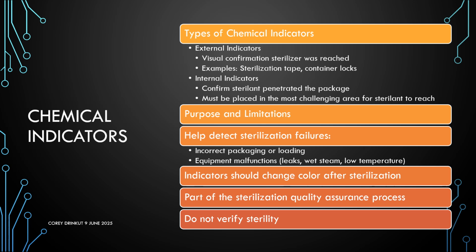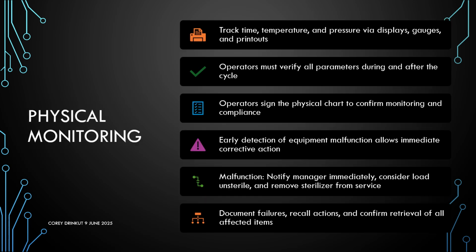This is also part of the sterilization quality assurance process. The physical monitors. This is the time, the temperature, and pressure. These are essential for ensuring the sterilization efficiency. Operators must carefully review these monitors during and after each cycle to confirm that all parameters were met. This is part of your job working on the sterilization aspect in our department.